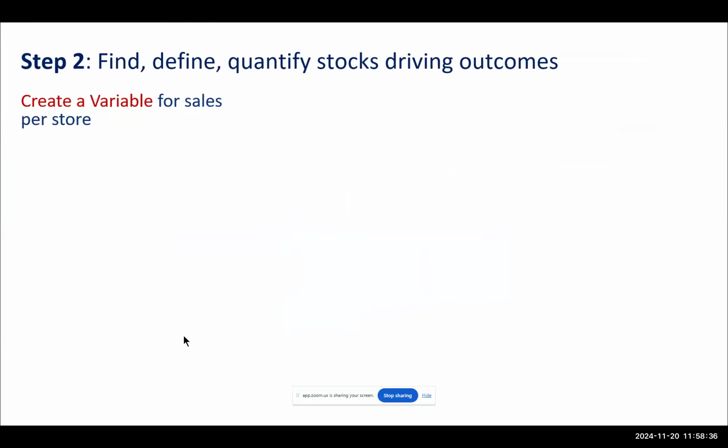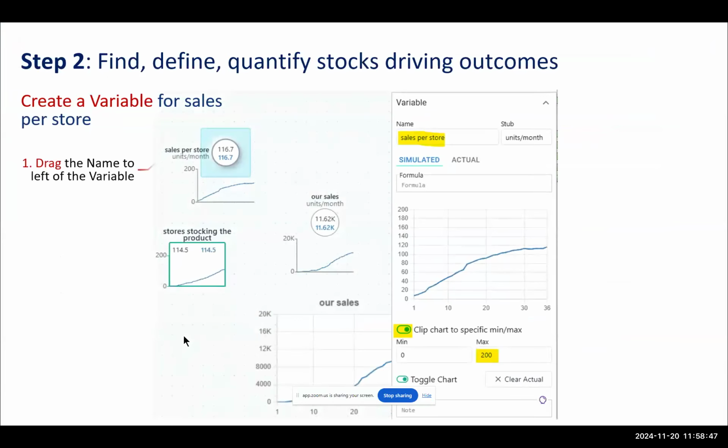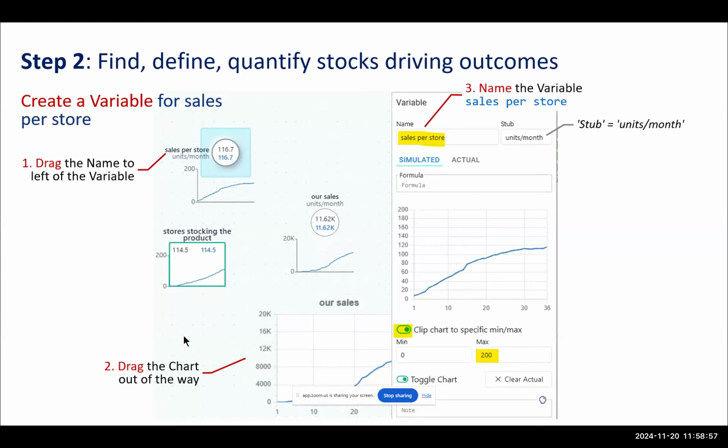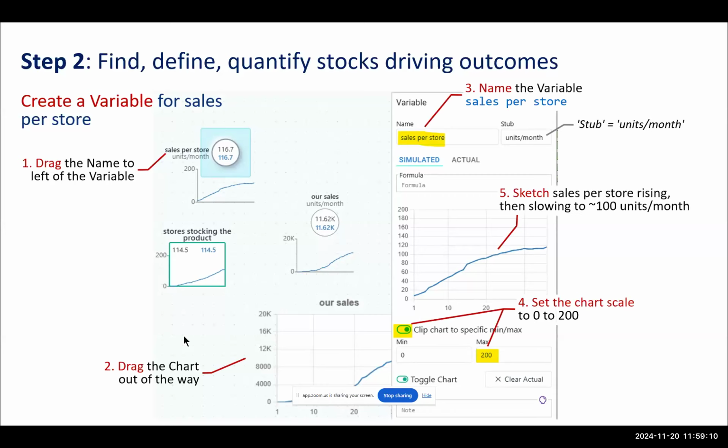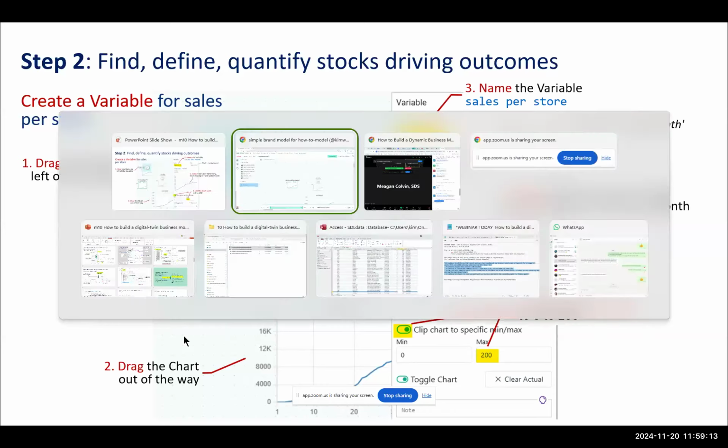Now, remember I said that our sales must be the number of stores multiplied by the amount each store sells each month. So we're going to create a variable for sales per store. We can move its name around the object. We can drag the chart out of the way. We're going to give it a name, and we can also give it a stub. I happen to use it to put units in quite often. We're going to set a chart scale here of 0 to 200 units per store per month. And again, we're going to put a sketch in there. So let's do that.